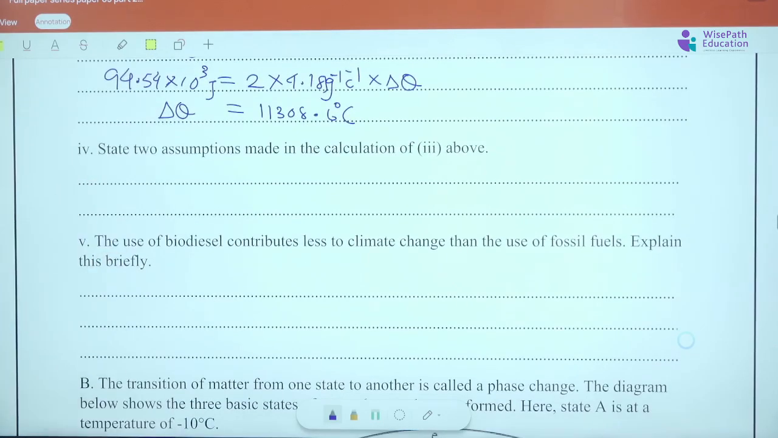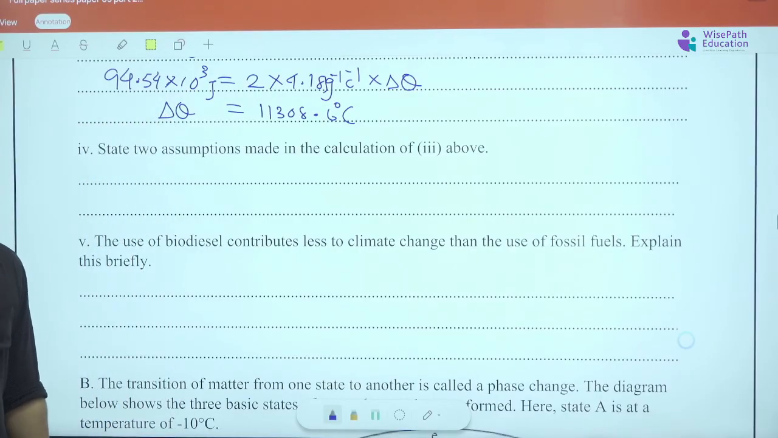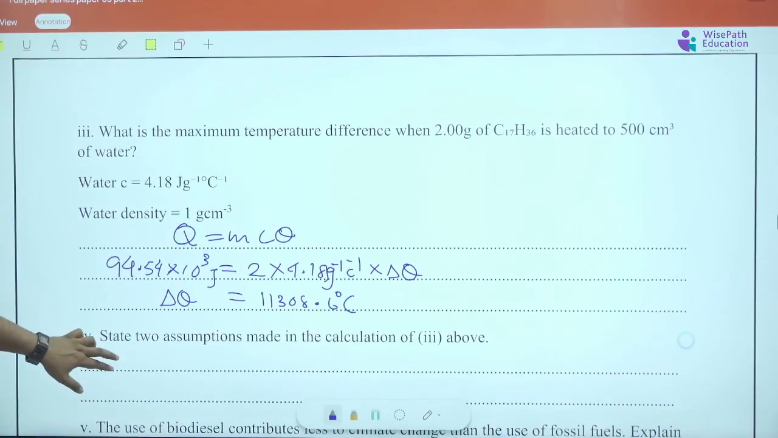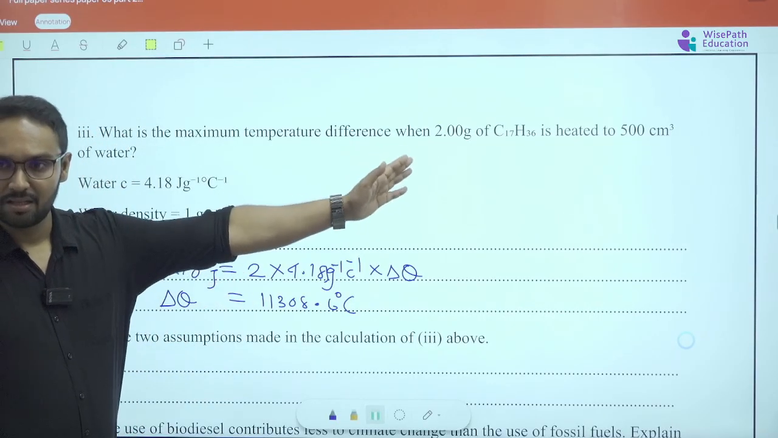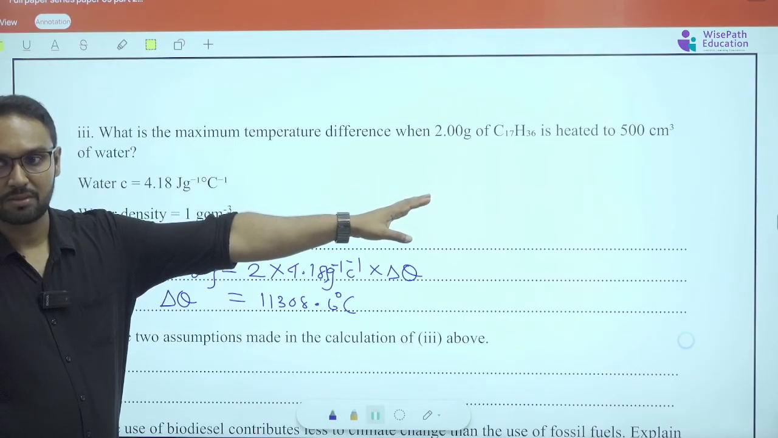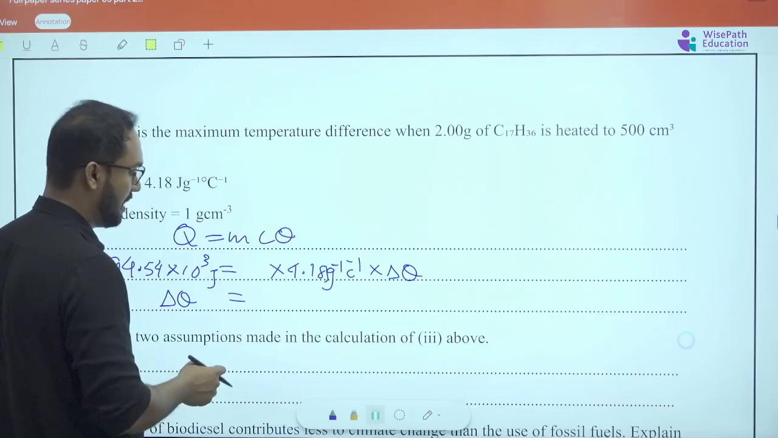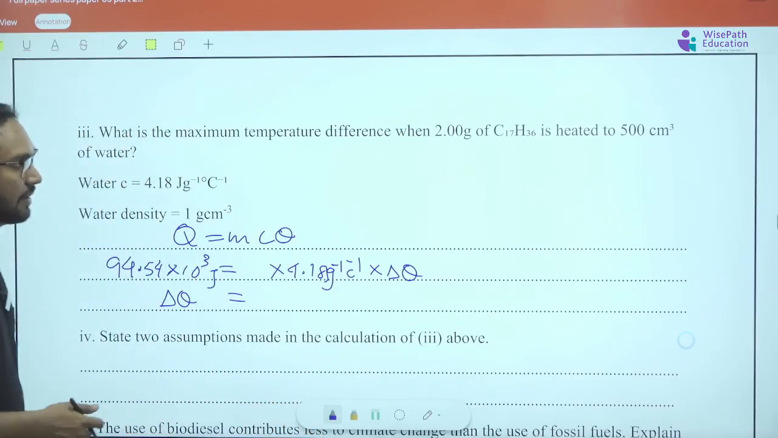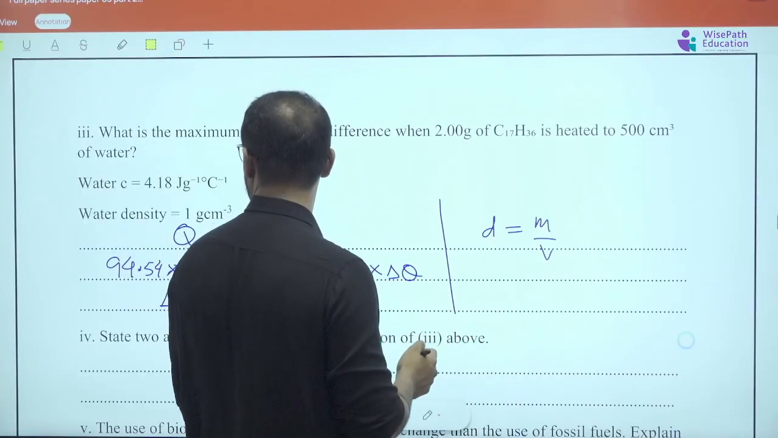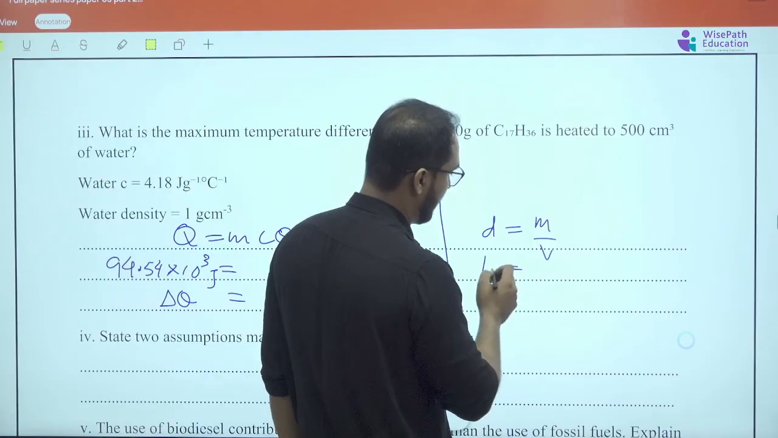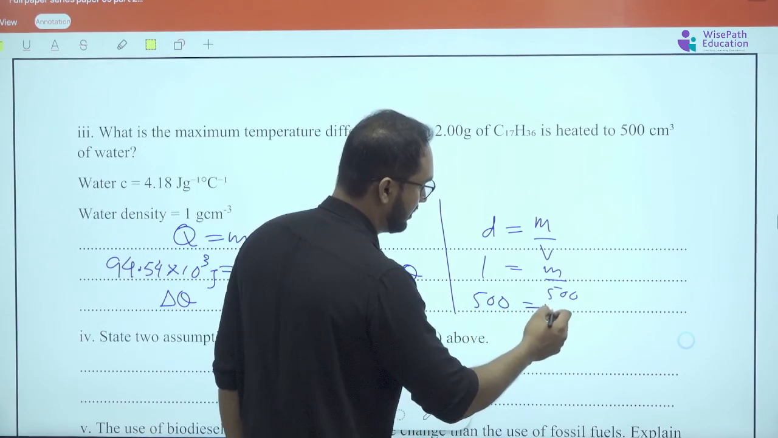State 2 assumptions made in the calculation of 3 above. Bro, we did something wrong here, didn't we? It's not 2 grams. 2 grams is the heptadecane; the energy is absorbed by the water. That is what you have to find first. The mass we have to find, because it's given as 500 cubic centimeters of water. Density equals mass over volume, and the density is 1 gram per cubic centimeter, so the mass is 500.